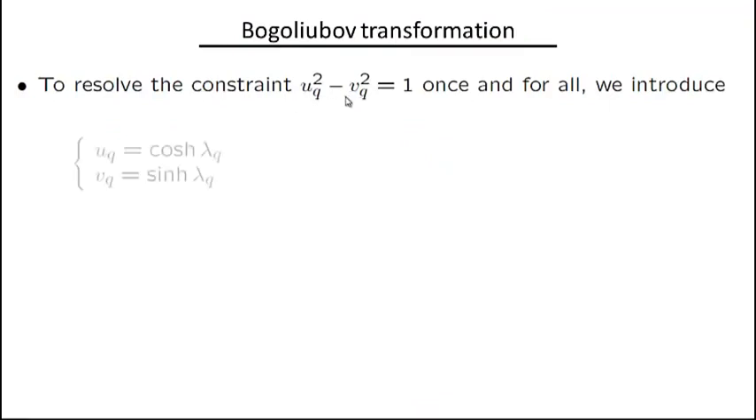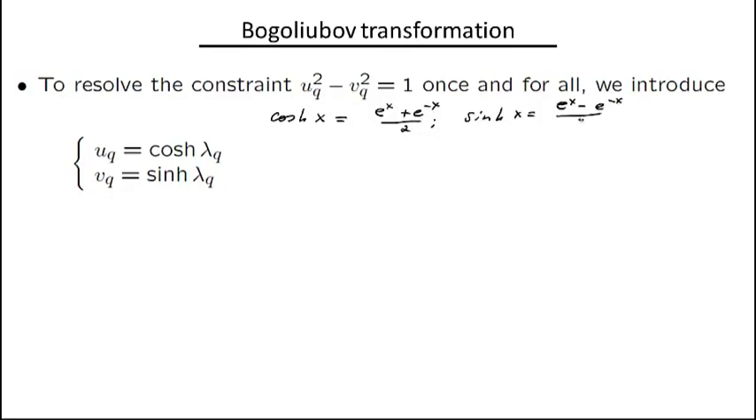And this can be achieved by using the following mathematical identity. So if we introduce u of q being a hyperbolic cosine, let me remind you that the hyperbolic cosine of some x is equal to e to the power x plus e to the power minus x divided by 2, and the hyperbolic sine of x is equal to e to the power x minus e to the power minus x divided by 2. So this is a real, in some sense, version of the sine and cosine, in which case I would have had the imaginary constant i here.